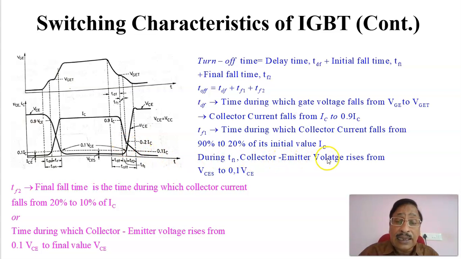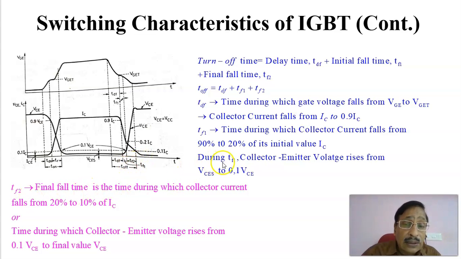TF2, the collector to emitter voltage rises from VCE sat to 0.1 VCE. That is, during TF2, VCE is changing from VCE sat to 0.1 times VCE. VCE from here is changing to 0.1 times VCE. This is the VCE here, it is changing, and this time is equal to TF2.